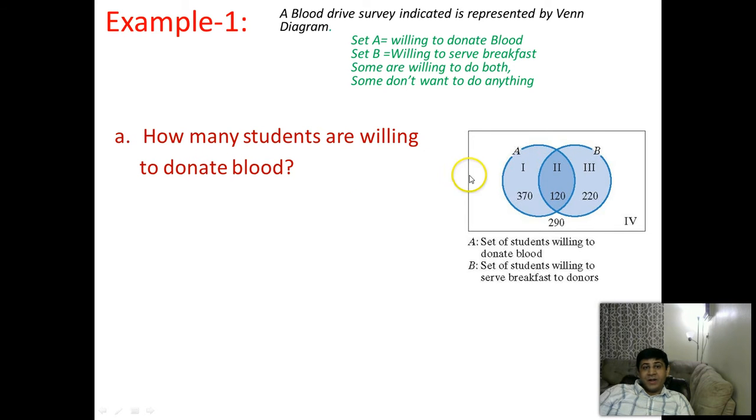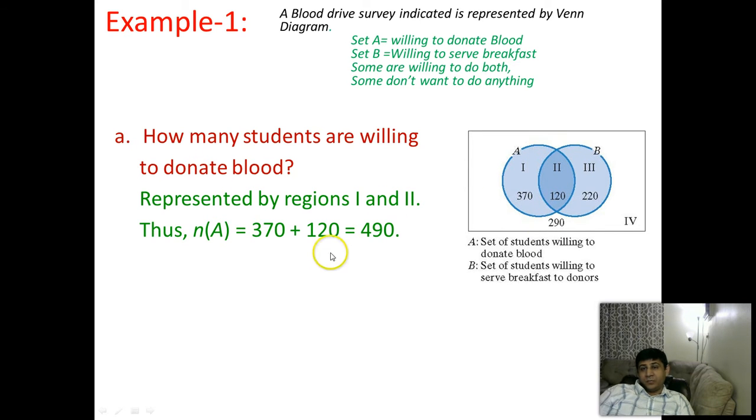From the Venn diagram, this circle represents the set which are willing to donate blood. So it will be region 1 and region 2 here. To find the exact number, we need to find the cardinal number of this set, so we'll add the numbers in region 1 and region 2, which comes out to be 490. So 490 people are willing to donate blood here. Now let's move on to the next question.